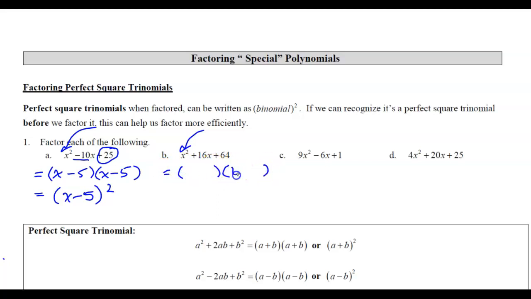Simple trinomial in the next one, x and x. Two numbers that multiply to 64 and add to 16, yeah, 8 and 8. Both positive because they add to a positive there. So you can leave it like that, or you could show it as x plus 8 squared. Okay, I'll give you a minute to work on the next two.